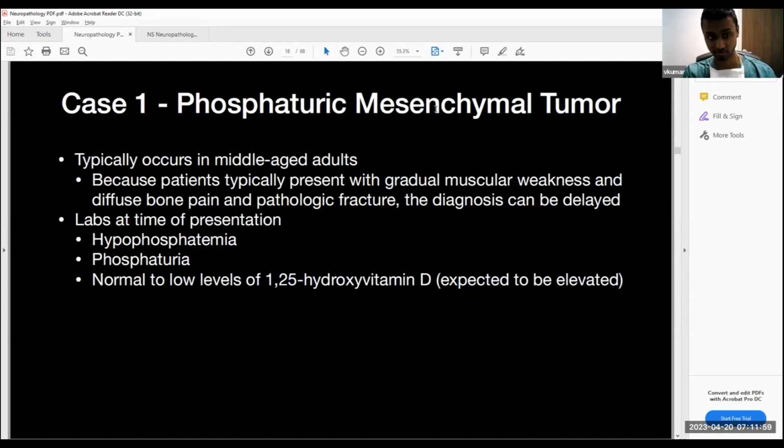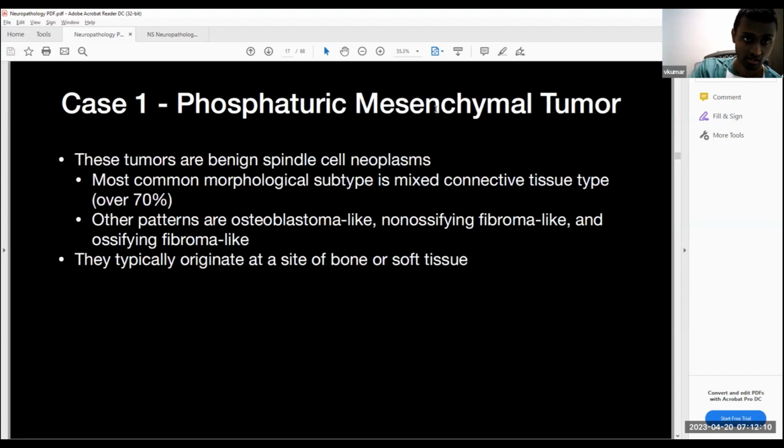Most of the time, if general labs are done, it shows hypophosphatemia, phosphaturia, and then low levels of hydroxyvitamin D3, which are expected to be elevated in someone with hypophosphatemia. The tumors themselves are benign spindle cell neoplasms. The most common morphologic subtype is the mixed subtype. There's also osteoblastoma-like and other things. They typically originate at a site of bone or soft tissue.